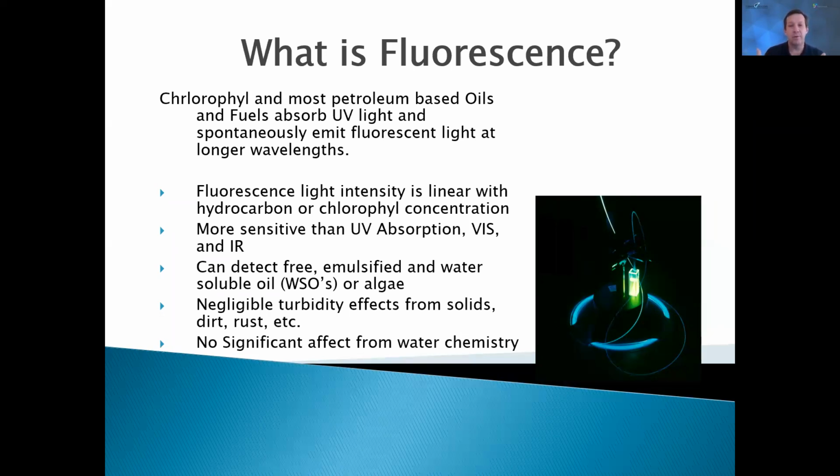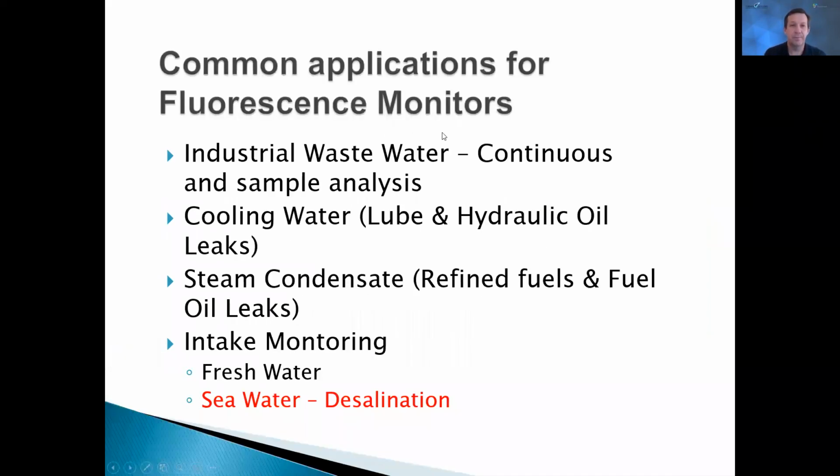So the way that our sensors are set up is we have an optical filter between the sample and the sensor. And the optical filter filters out any of the light from the light source so that only light generated by the target, by the oil or the chlorophyll, is actually measured. Anything else that's reflected or absorbed or somehow gets into the process is not measured. So it is a very specific measurement to oils or hydrocarbons or chlorophyll with very little other interferences.